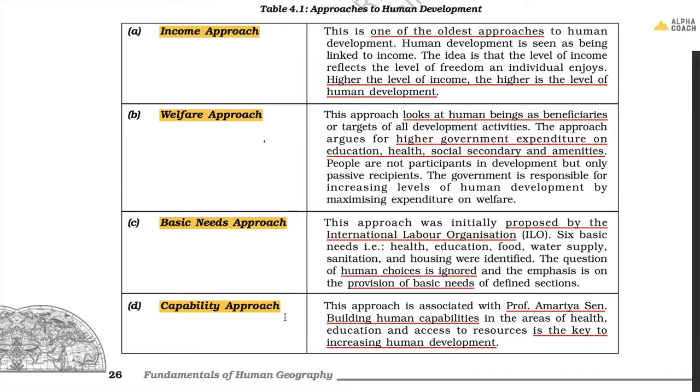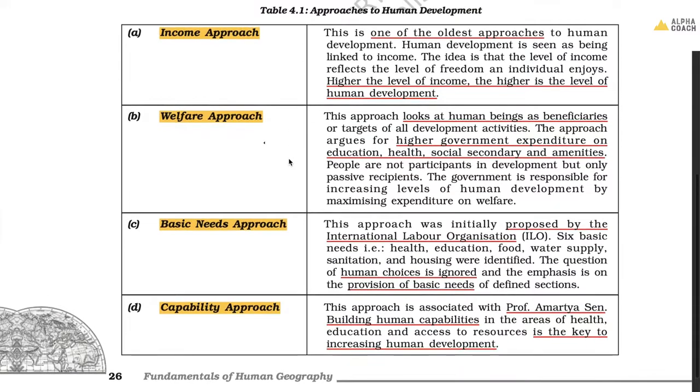Last one is capability approach. This approach is associated with Professor Amartya Sen, and it advocates building human capabilities in the areas of health, education and access to resources to increase the levels of human development.